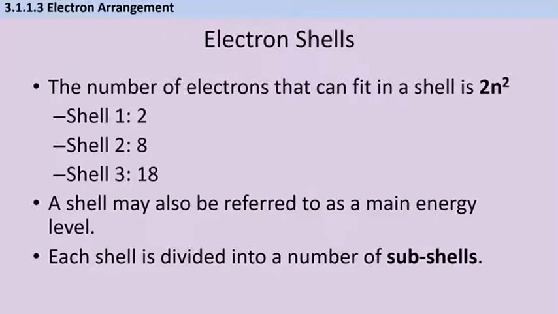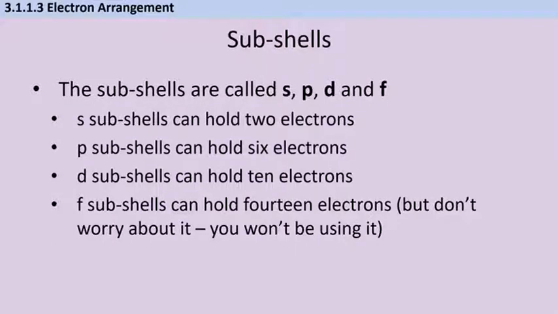You may also hear those shells being referred to as energy levels, and as we mentioned in the introduction, each one of those shells can be divided into one or more subshells. Each of those subshells has a name, S, P, D and F, so I tend to remember PDF as in printable document format, the thing you open with Adobe, and each one of them has a particular number of electrons they can hold, 2, 6, 10 and 14.